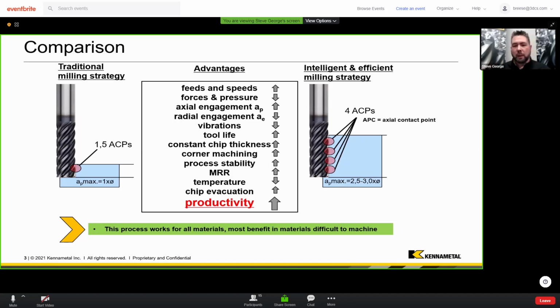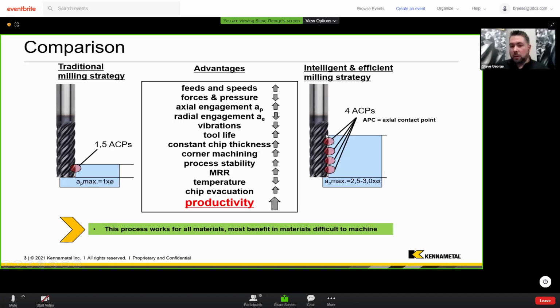So obviously, probably most of you have already read through a lot of the stuff on this slide. But I'm going to go through it a little bit, and then we'll start to talk about some of the science behind this. So traditional milling strategy on the left. What we call AP is axial depth of cut. So maximum 1 times diameter usually. We do have some new tools that I'll mention at the end that in most materials we can increase that up to 2 times diameter, but usually you're looking at 1 times diameter.